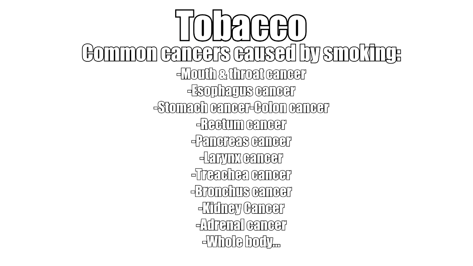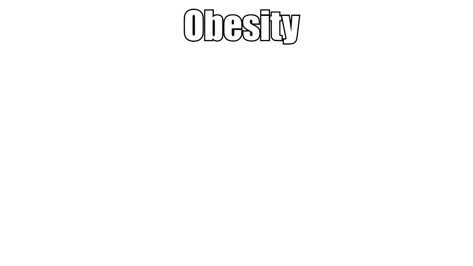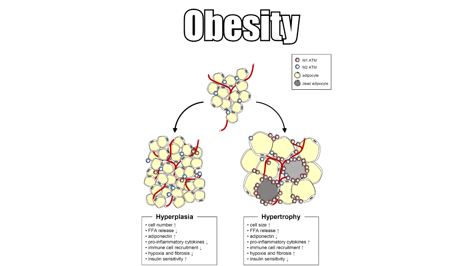Now, cigarette smoking causes cancer of the mouth and throat, esophagus, stomach, colon, rectum, pancreas, voice box, which is the larynx, trachea, bronchus, kidney, and renal pelvis, and basically all over the body. So don't smoke. The next risk factor will be obesity. Of course, being overweight doesn't mean that you'll definitely develop cancer, but it truly increases the chance. Obesity causes you to have more or bigger fat cells in the body that don't just sit there. They send out signals to the rest of it.